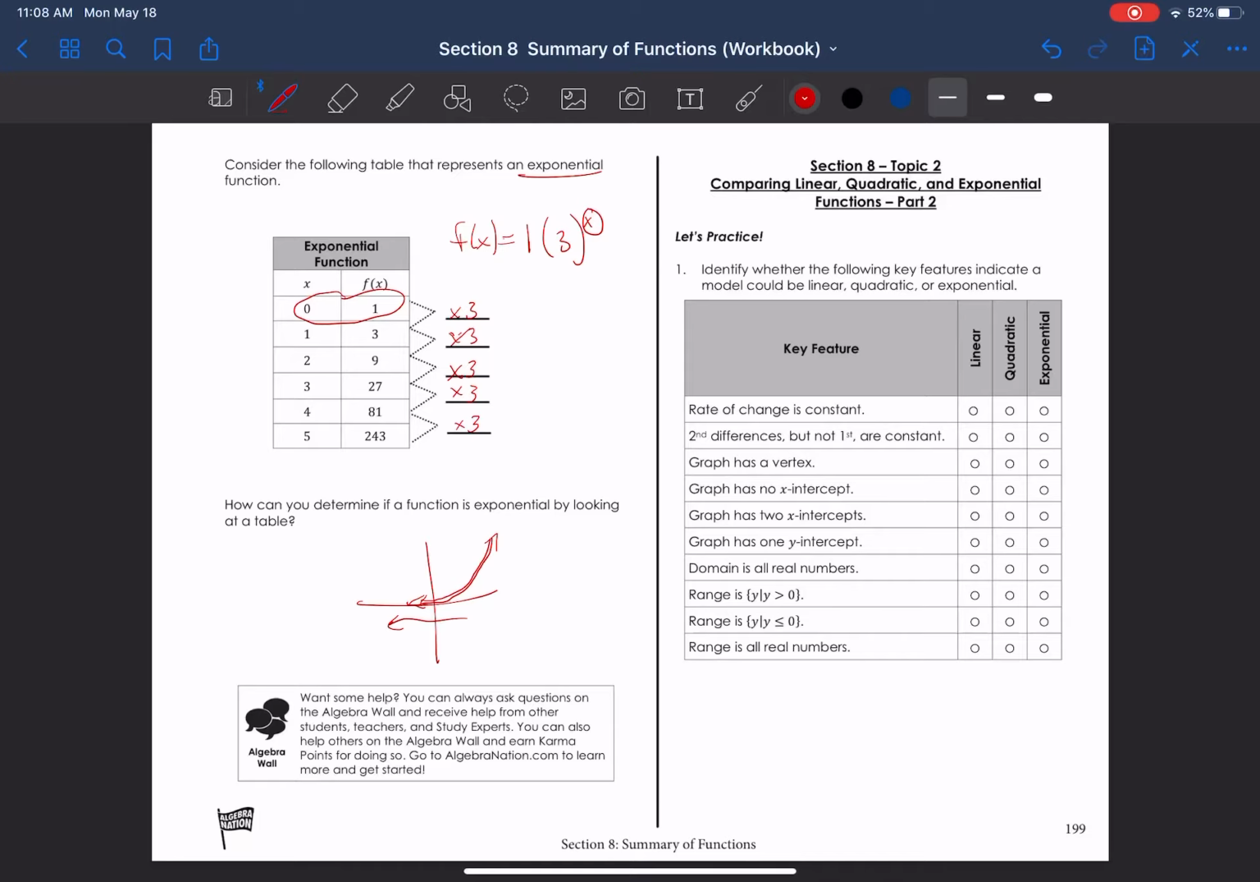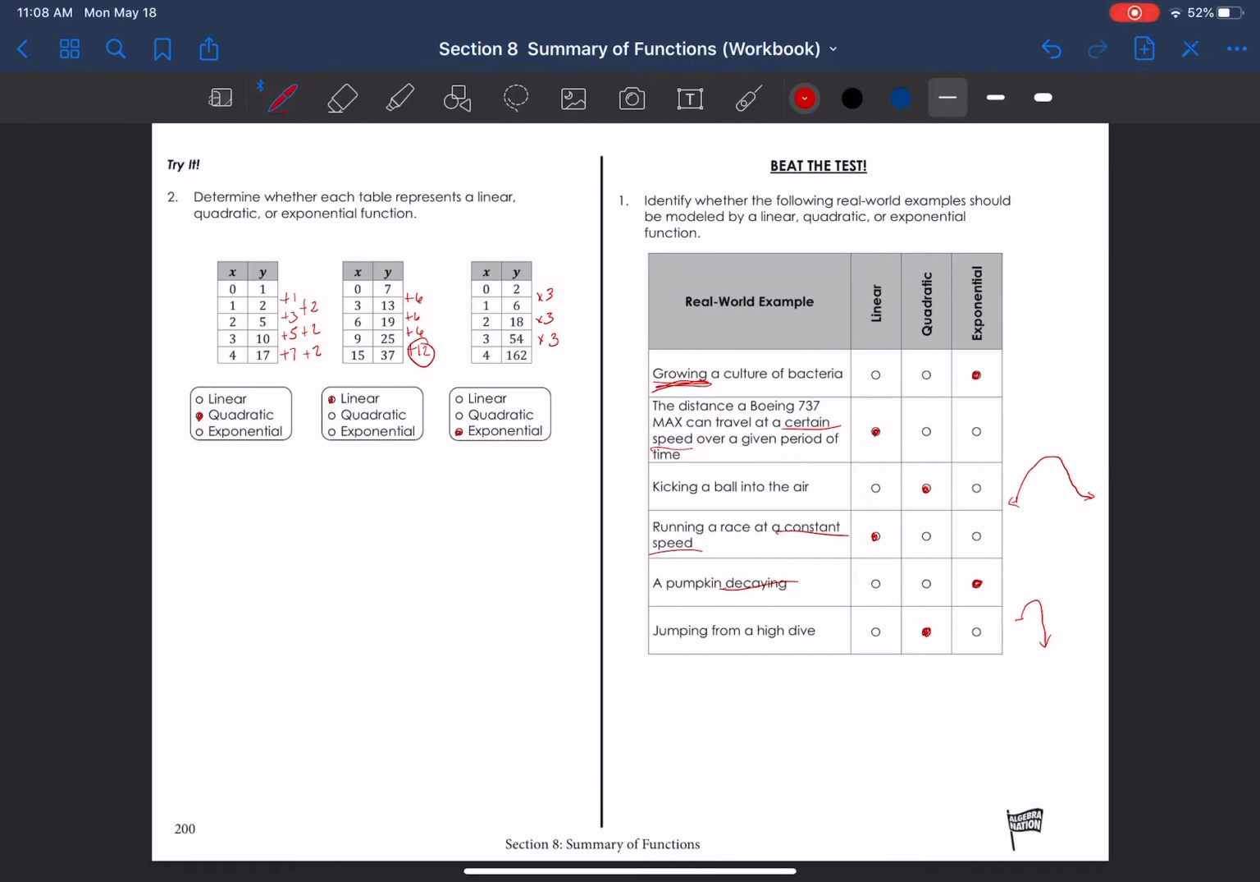The next thing that we're going to look at is determining whether it's quadratic, linear, or exponential. So this first one is quadratic. If you notice, 1 plus 2, you added 1. 2 plus 5, you added 3. 5 plus 10, you added 5. And 10 to 17, you added 7. So this first difference is not the same, but the second difference is plus 2 each time, and that lets you know it's quadratic.